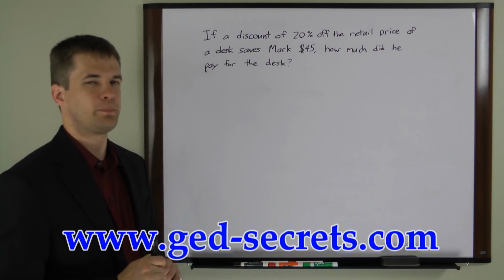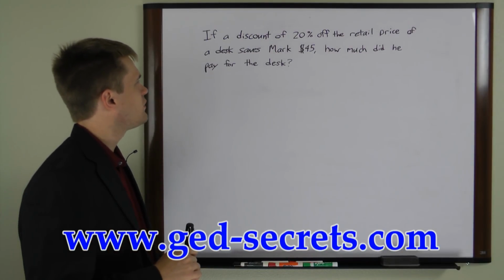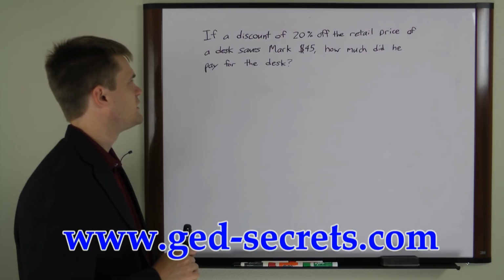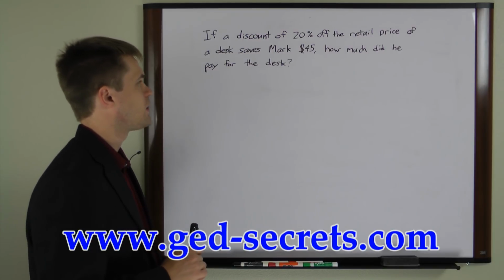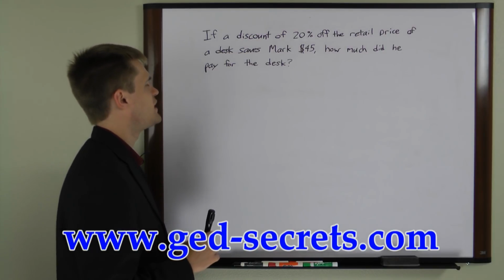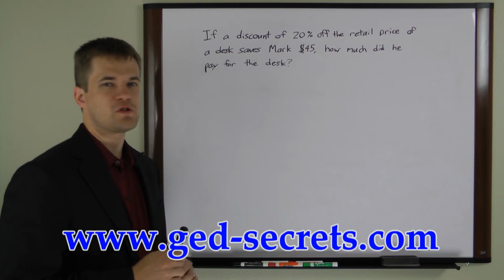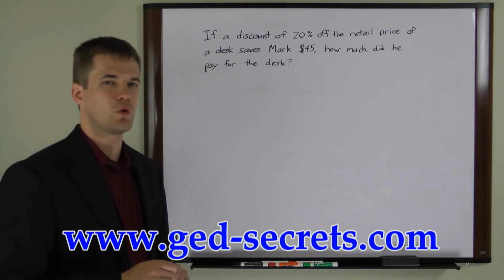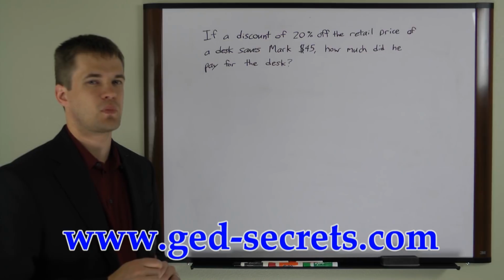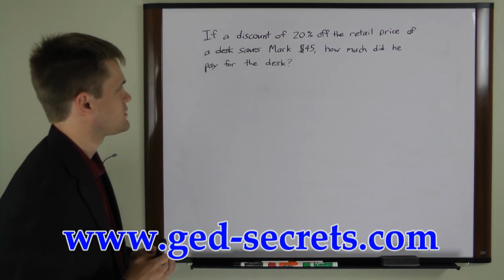Let's look at this problem here. If a discount of 20% off the retail price of a desk saves Mark $45, how much did he pay for the desk? Now the first thing you want to do with this problem is convert the word problem to an equation. So let's look at what the problem tells us.